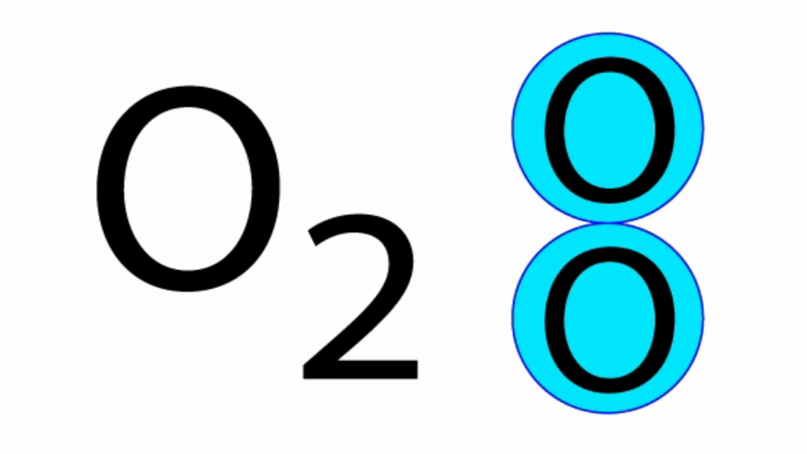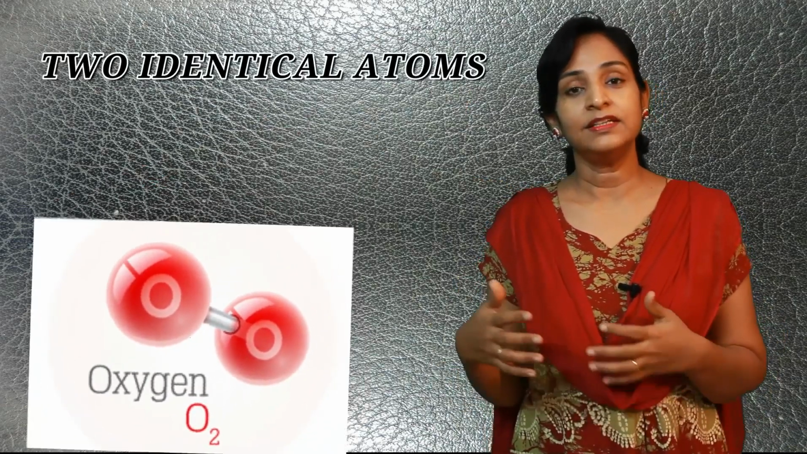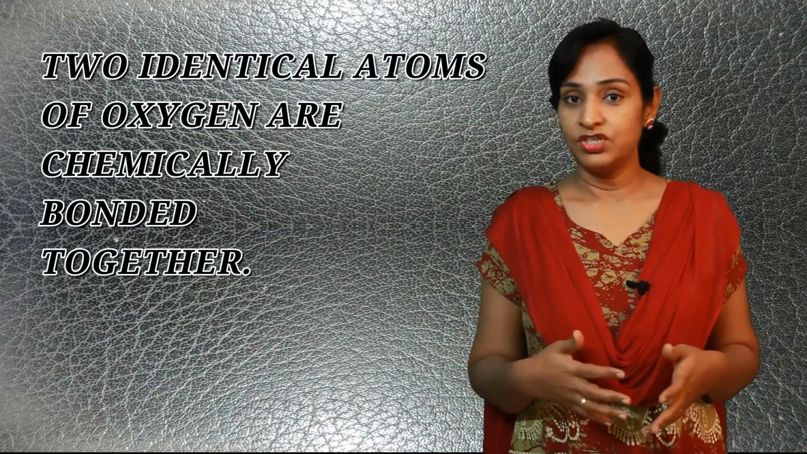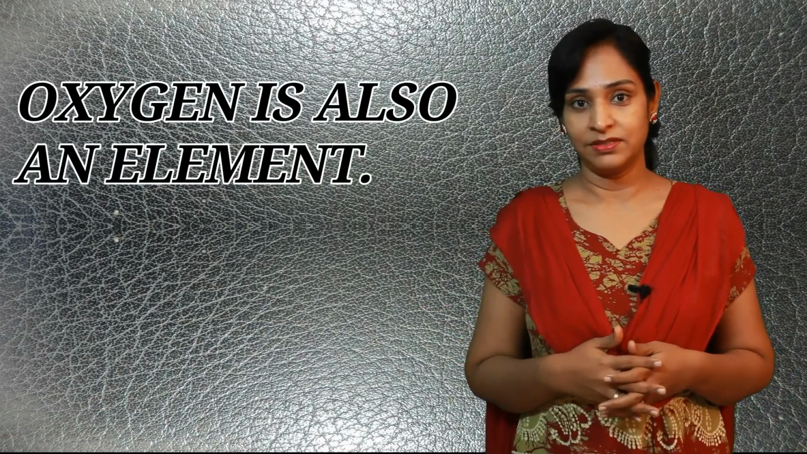Oxygen is an essential substance for survival on Earth. How is this gas represented? O2 is the symbol to represent oxygen gas. Let us understand what this O2 means. O2 is a molecule of oxygen gas. This molecule of oxygen consists of two identical atoms of oxygen which are chemically bonded together. Therefore, oxygen is also an element.